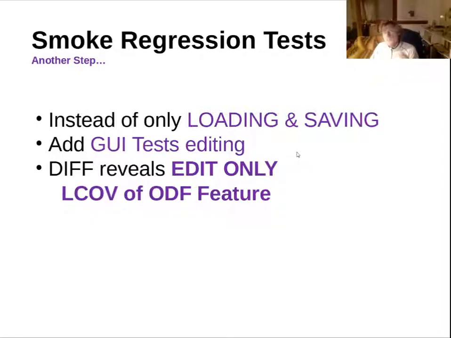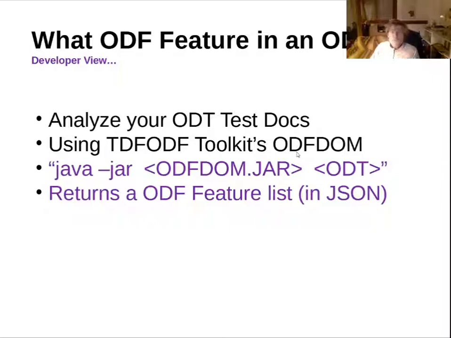Regarding GUI tests, there might be a step ahead. Take a closer look at the test document. If we have a test document, we can ask ourselves what features are within, and this can be solved already with the TDF ODF toolkit. These are hidden links. If you take a look at the ODF jar, there's a jar you can download, and then you can run a command line with a specific test document or any document of choice, ODT, and it returns you some feature listing. This is pretty cool and already working.